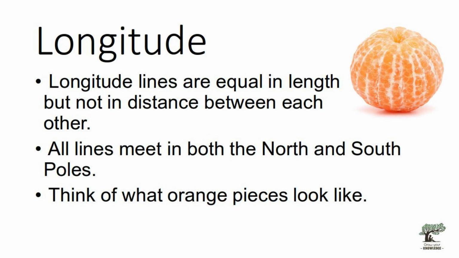Now, opposite to latitude, longitude lines are equal in length, but the distance between the lines are not the same. All of your longitude lines meet in both the north and the south poles. Think about what an orange looks like, all the pieces, once you have peeled away the skin. That's what your longitude lines look like on Earth.